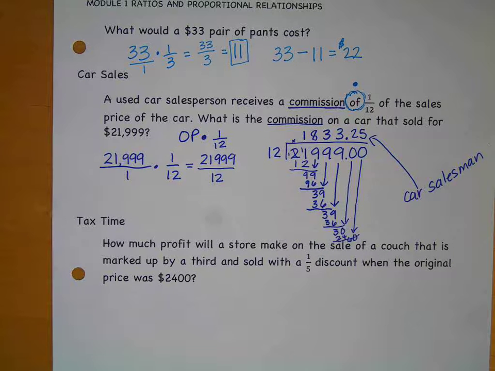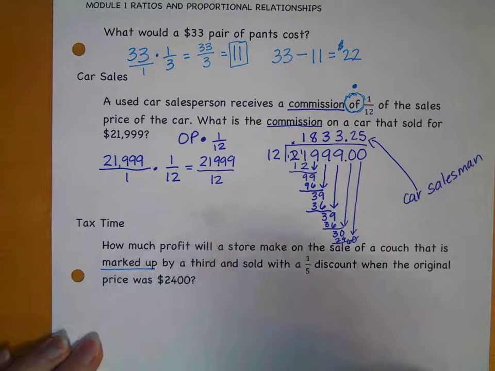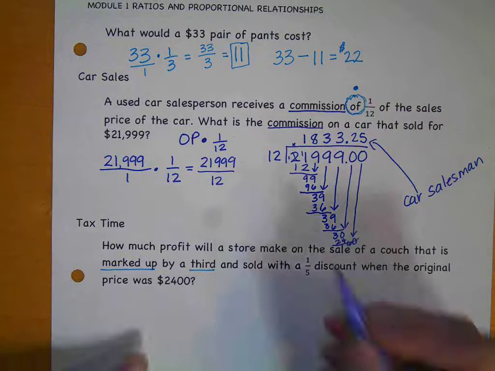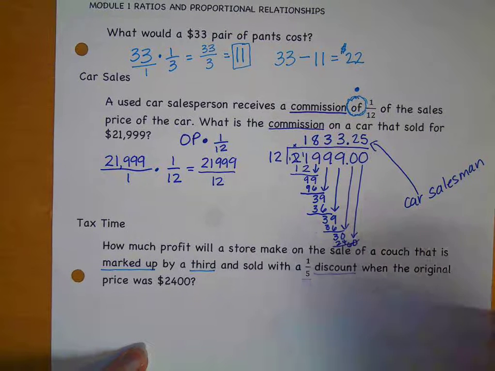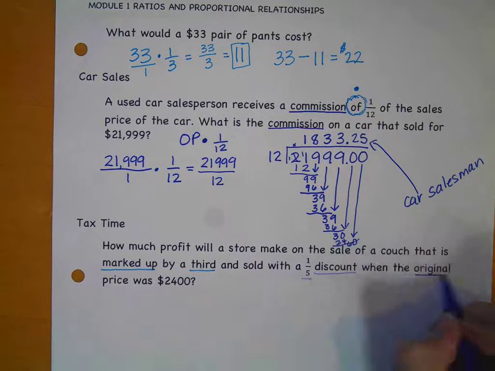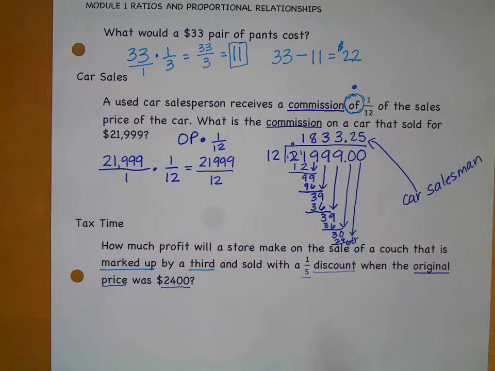Tax time. How much profit will the store make on a sale of a couch that is marked up by 1/3 and sold with a 1/5 discount when the original price? Okay, so we have a markup, which I'm going to underline, and then we have a discount. They're doing a lot of stuff. I have to get another color so you don't get confused. A discount of 1/5, and then we have the original price, which was that.